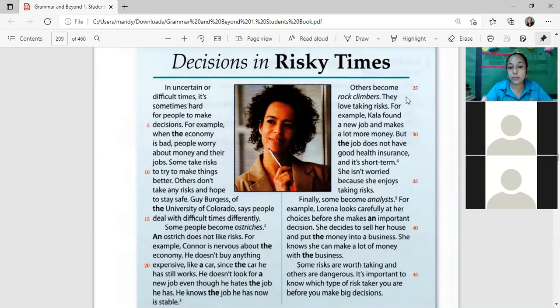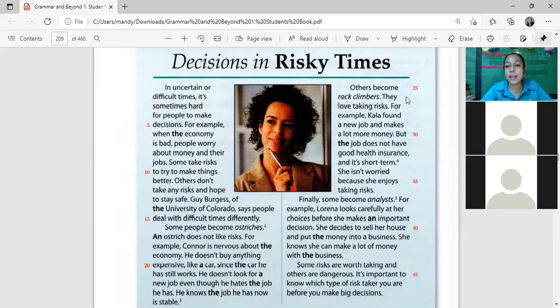Okay, this one is the second. Let me see, the name that we can put to different people. The first one are the ostriches. This one is the rock climbers. They love taking risk. Maybe you decide if you are a rock climber.